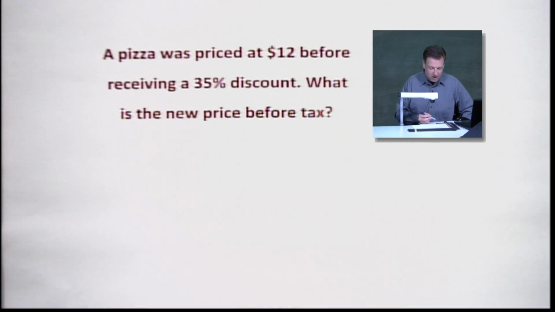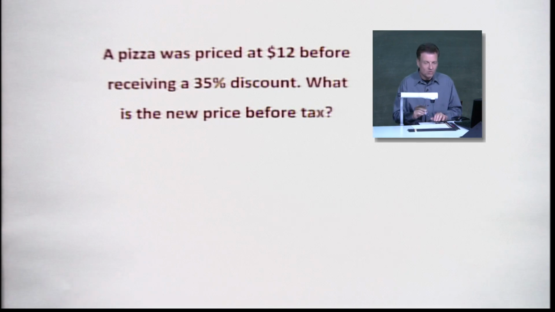We've got a pizza priced at $12, and then we're going to take a 35% discount. That's really pretty nice. The only thing is I can't do 12 times 35 in my head, so we're going to have to do a little arithmetic on the calculator with that one. We'll get there in just a second. Let's set it up.